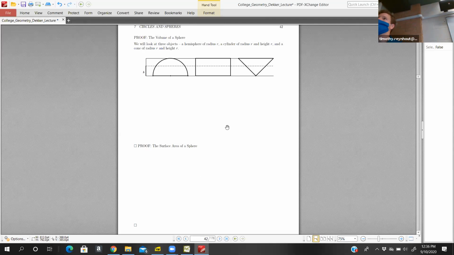What's the date today? 10th, so the week of the 21st.